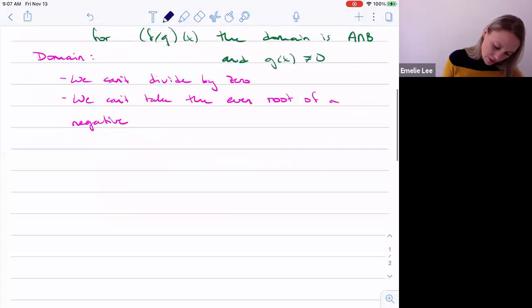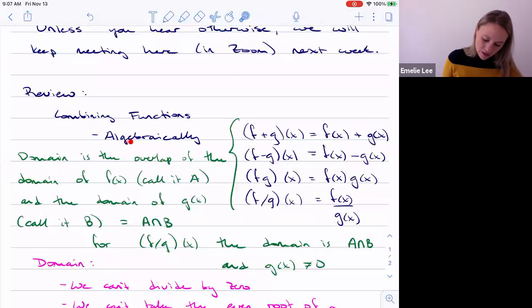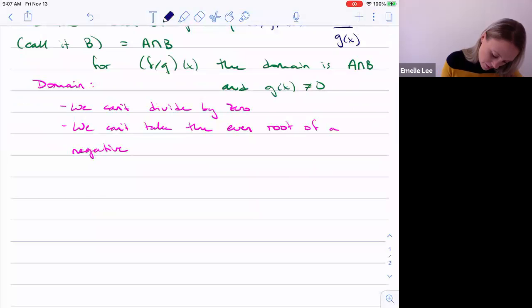We also talked about, so this is combining functions algebraically. We can combine functions through combinations.